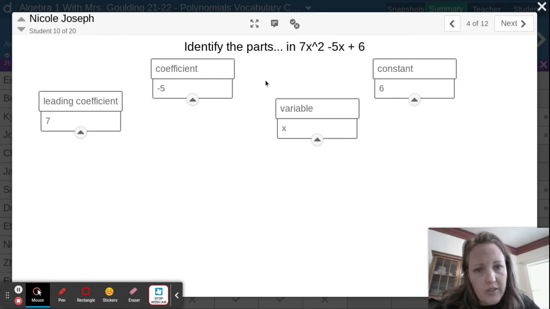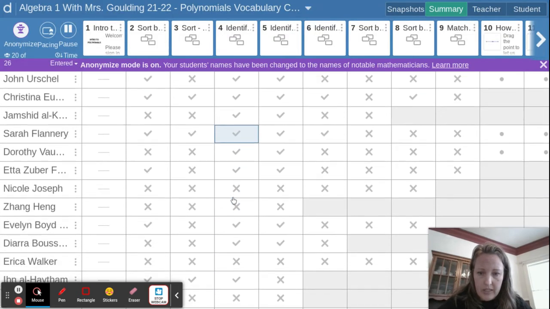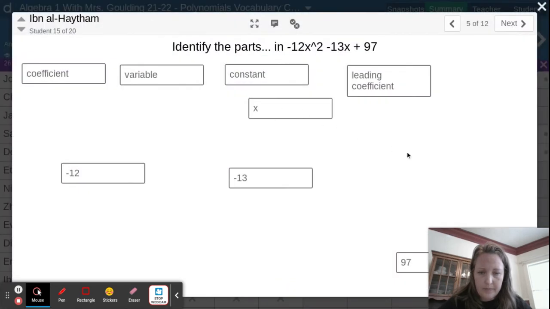So see how this -5 has an x, so that's the coefficient of x. The leading coefficient is the number that comes first, 7x squared. That's the coefficient of x squared. -5 is the coefficient of x, okay? All right, so that's slide 4, which most of you are getting correct. Let's go to slide 5, and I'm going to come down here to this person.